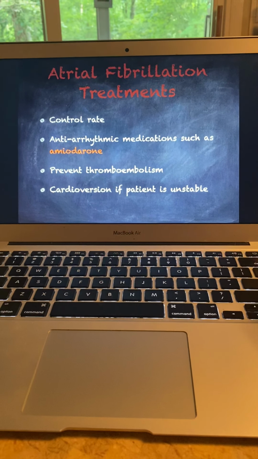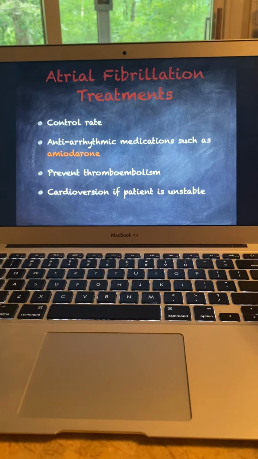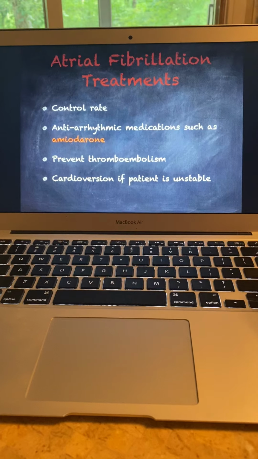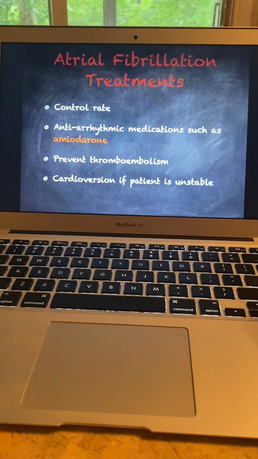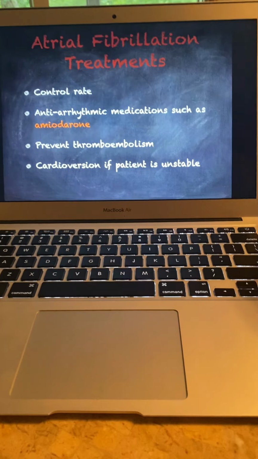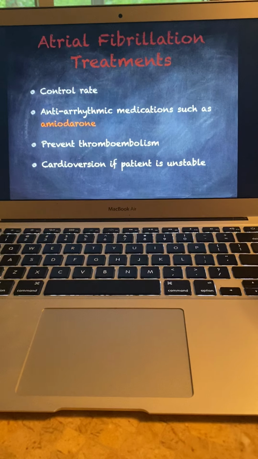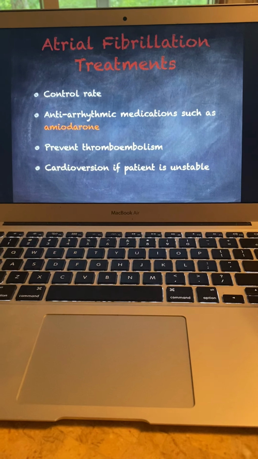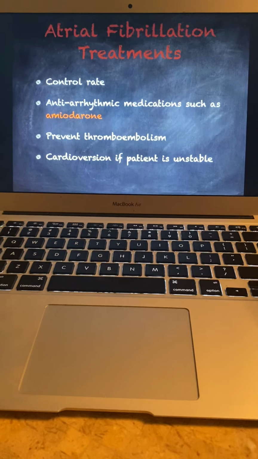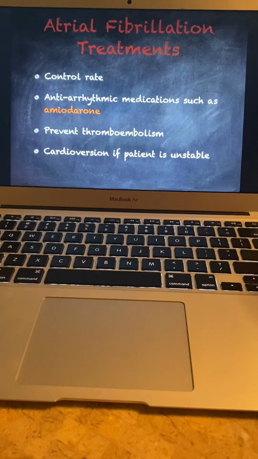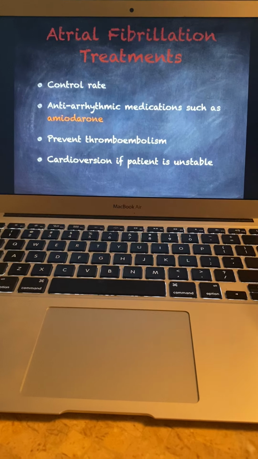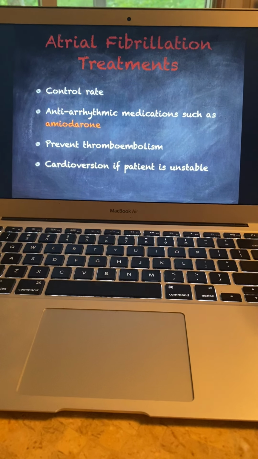Treatments for that include controlling your rate. So if you have a patient with a heart rate of 140, it's important to get that rate down to a more controlled level, less than 100 beats per minute. Antiarrhythmic medications such as amiodarone. So I know in clinical we talked briefly about amio. What we do if you have a patient that goes into AFib, let's say their heart rate's 150, you can bolus them with 150 milligrams of amiodarone and then start a continuous infusion at 1 milligram per minute. And this hopefully will convert them back into a normal sinus rhythm.